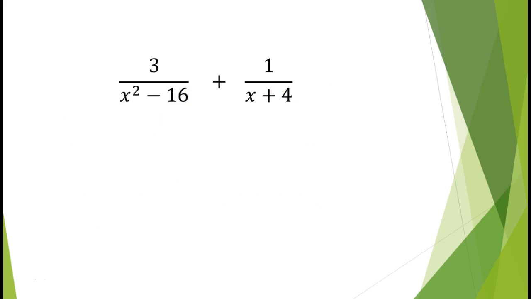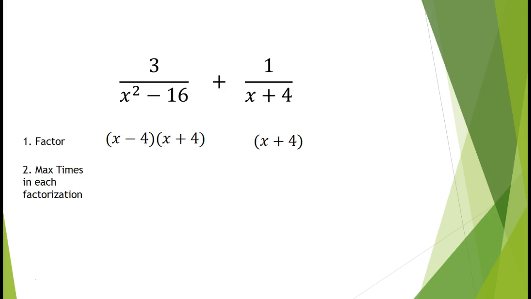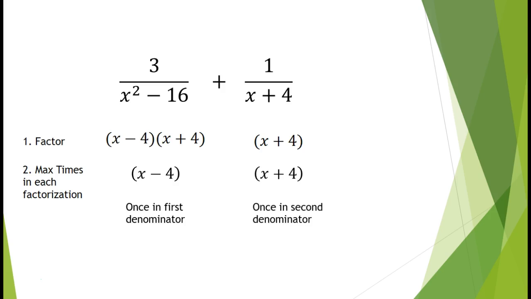So let's use this example to find out how to do that. First, we're going to factor the denominators. That's easy enough. And then we're going to look at each factor and note how many times it appears in each denominator or each factorization. Now, in the first expression, x minus 4 appears once in the denominator, and so does x plus 4. They both appear just once. In the second expression, x plus 4 appears once.